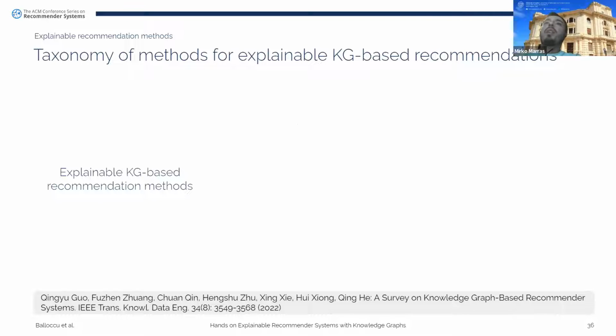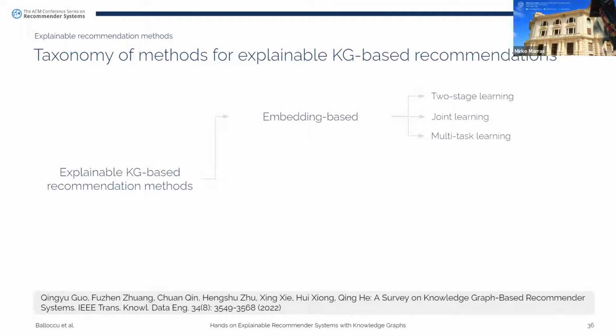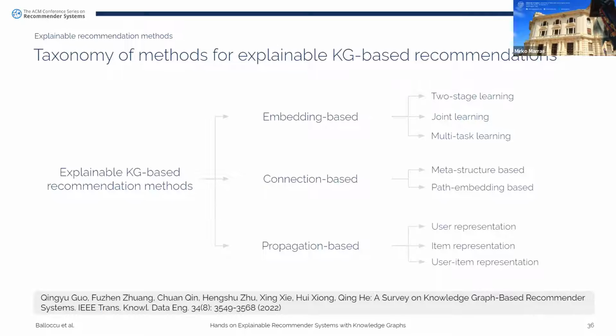Now we survey papers related to recommender systems that leverage these knowledge graphs to generate recommendations and accompanying explanations. Based on how these works utilize the KG information, we group them into 3 categories, also based on the survey that you see at the bottom of this slide. We have embedding-based methods, which can further be divided into 2-stage learning, joint learning, and multitask learning methods. We have connection-based methods that include methods based on metastructures and path embeddings. And finally, propagation-based methods, which can be based on the refinement of the user information only, the item information only, or of both.